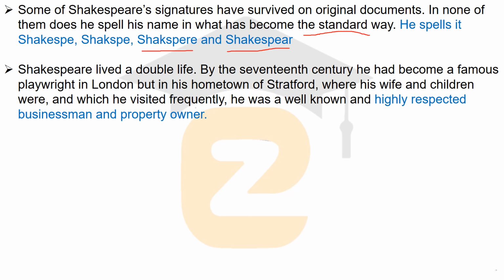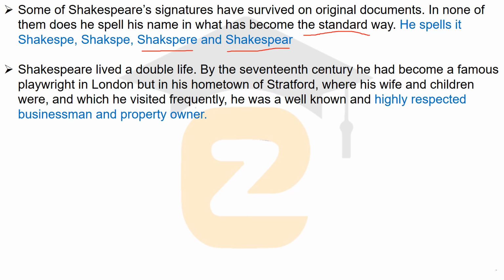Next, we have Shakespeare lived a double life. By the 17th century, he had become a famous playwright in London. Yes, because of his important, famous, and magnum opus dramas, he was famous as a dramatist, as a playwright in London. But in his hometown of Stratford, where he was born, where his wife and children were, and which he visited frequently, he was a well known and highly respected businessman and property owner.